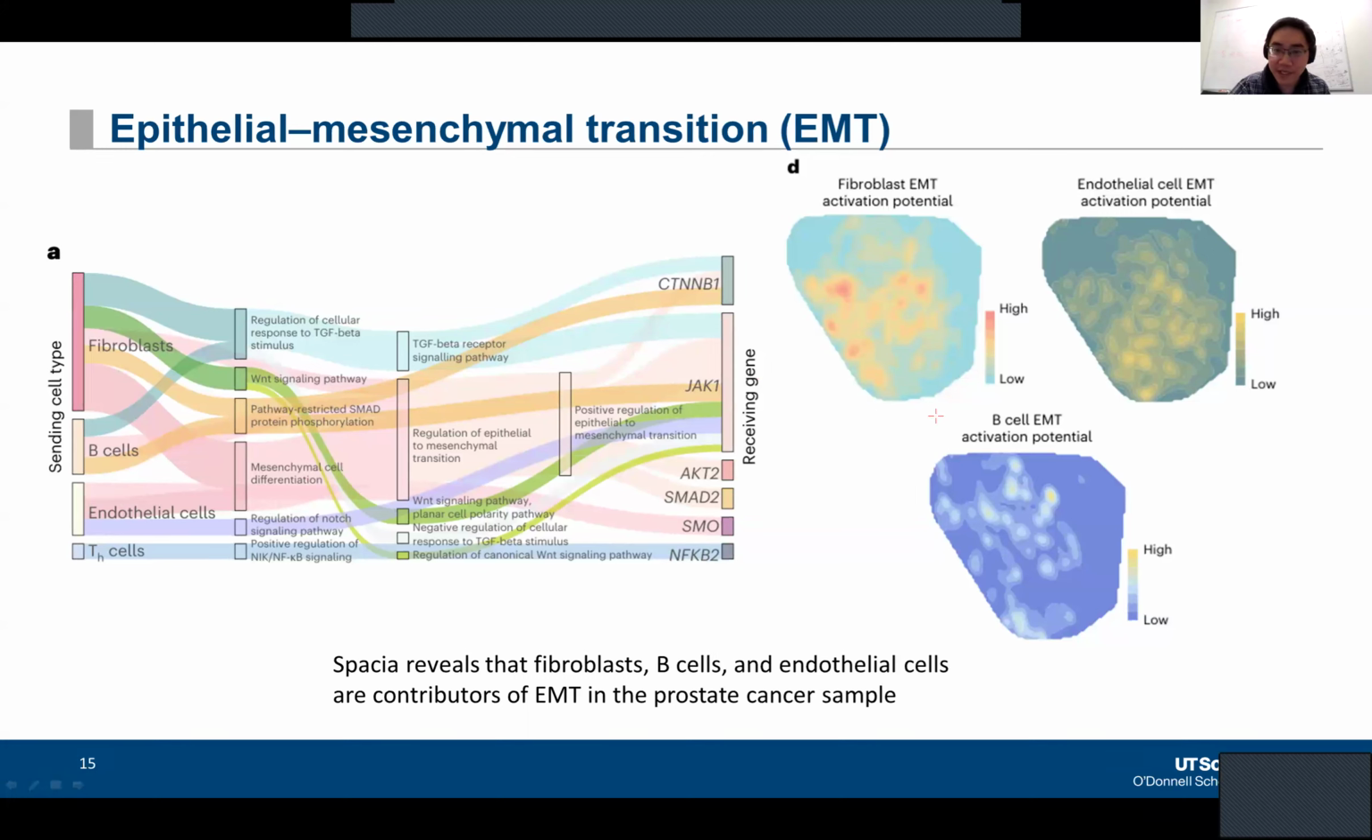And again, because we have spatial information, we can summarize these processes into what we call EMT activation potential, and then plot that back onto the spatial data. We see that fibroblasts and endothelial cells have somewhat different, but also relatively similar distributions of this activation potential, whereas B cells have a significantly different spatial distribution when it comes to EMT activation potential.